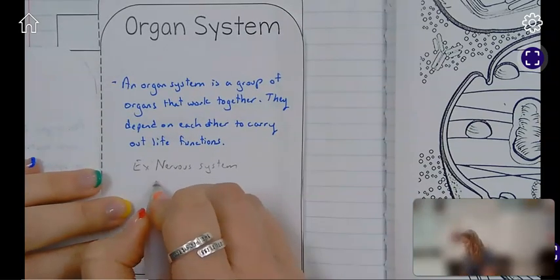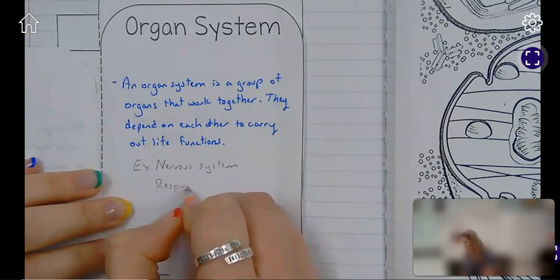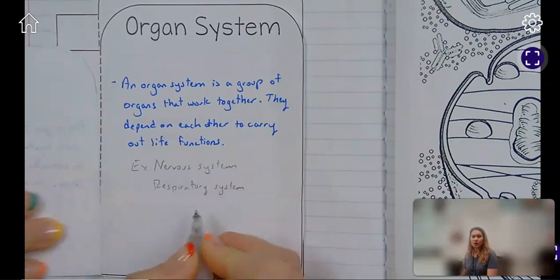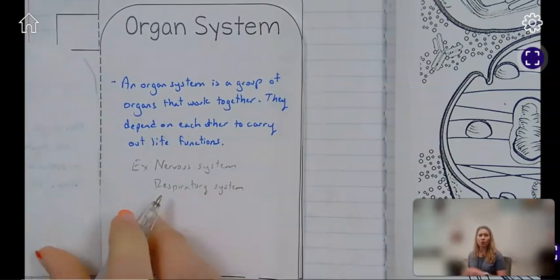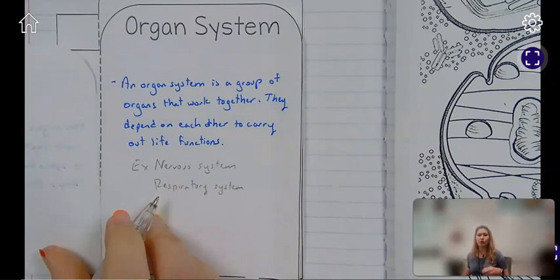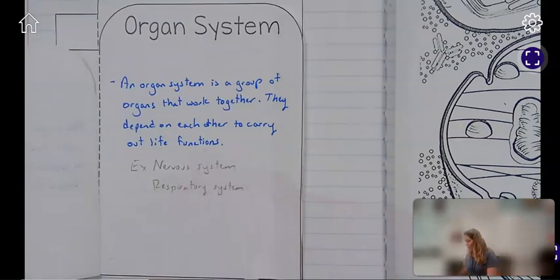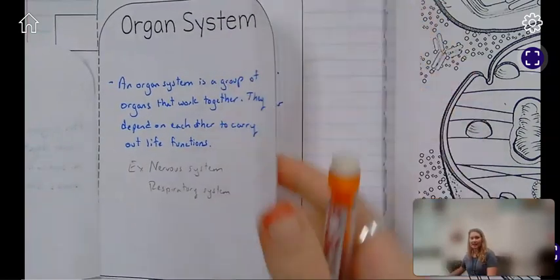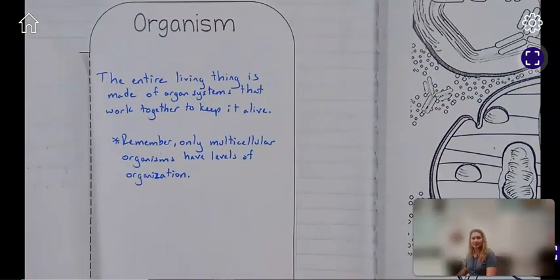But then you also have your respiratory system, which would be your lungs. Okay, so organ systems are groups of organs all working together to perform a specific function that is keeping you alive. If I take a bunch of organ systems and put them together, I get an organism.